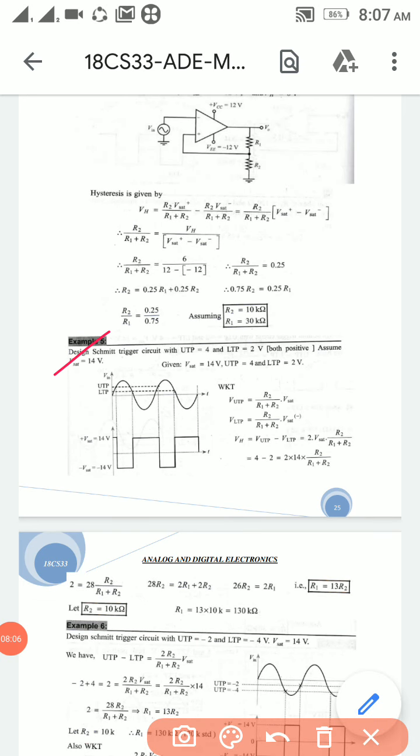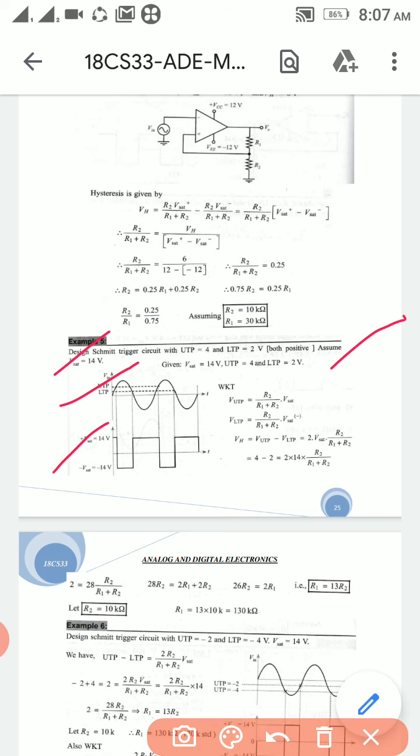This problem: determine the Schmitt trigger circuit with a UTP of 4 and LTP of 2 volts. Both are positive and assume Vsat as plus 14 volt. What are the given things here? Vsat is plus 14 volt, UTP 4 and LTP 2 volts. So designing a Schmitt trigger means the input should be a sinusoidal waveform, right? And the output should always be rectangular pulses with plus 14 volt and minus 14 volt, because it has already been given.